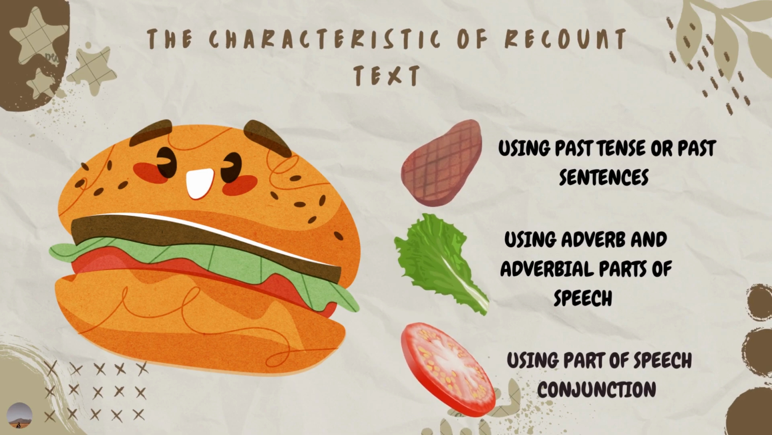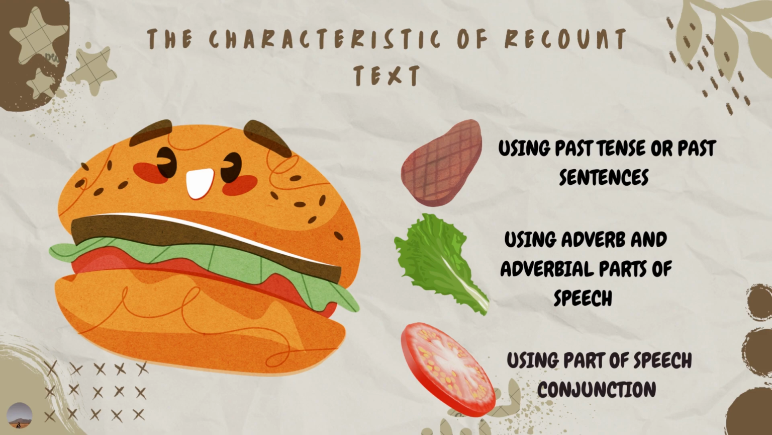Recount text has several characteristics. What are the characteristics of recount text? Do you know? Yeah, such as a burger. We can say that a delicious burger has to contain good ingredients with the best quality, such as good quality meat, vegetables, and also tomatoes. It is similar to the recount text. A good quality recount text has to contain several characteristics of recount text.